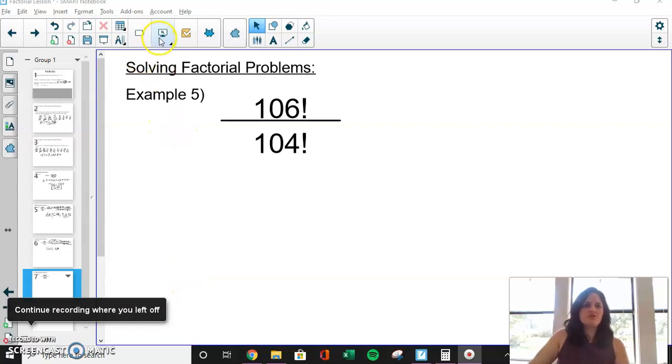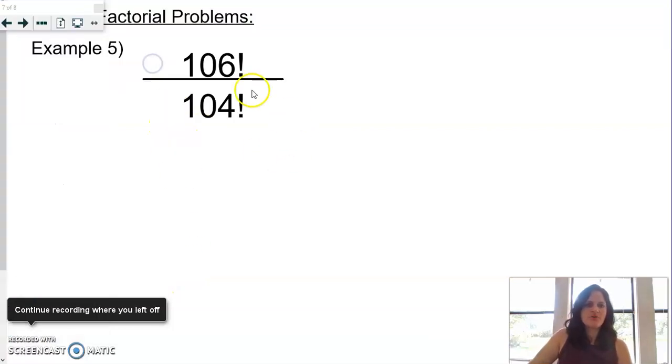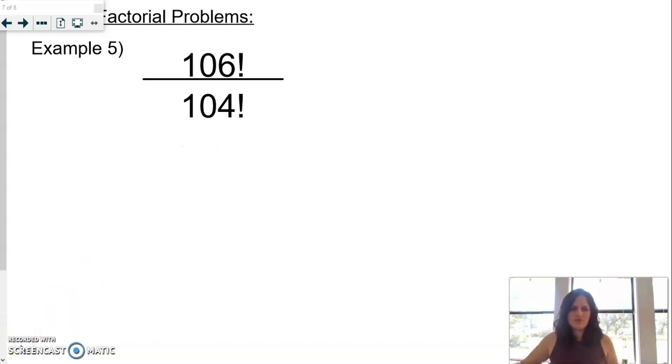Okay, so what I want you to do next is try this last problem on your own. Pause the video and try to do 106 factorial divided by 104 factorial, and try to do it using the canceling method because your calculator won't be able to actually multiply 106 factorial. So pause now and come back as soon as you have your answer.